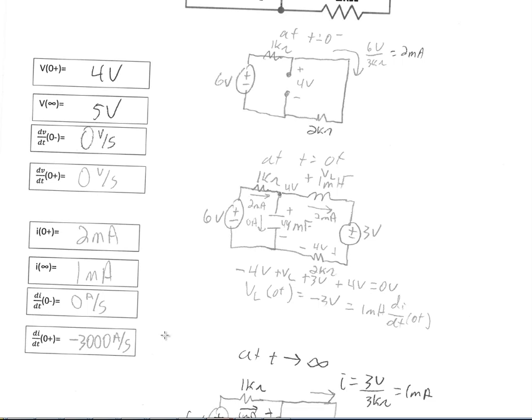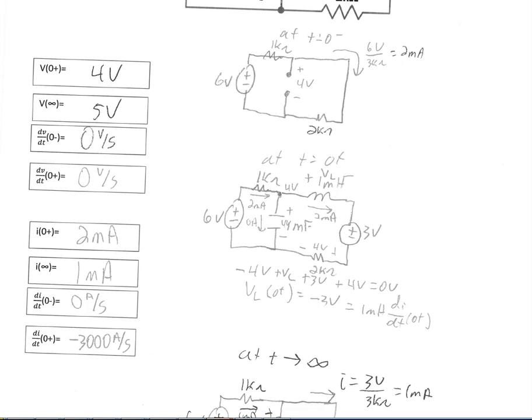So now we have figured out the V at 0 plus as 4 volts. We've figured out the derivatives of the voltage with respect to time at 0 minus and 0 plus. We've figured out the derivatives of current with respect to time at t equals 0 minus and 0 plus. And we figured out our I at 0 plus. The only thing left to figure out on this first problem is what is our steady state condition. What is the voltage as t goes to infinity? What is the current as t goes to infinity?